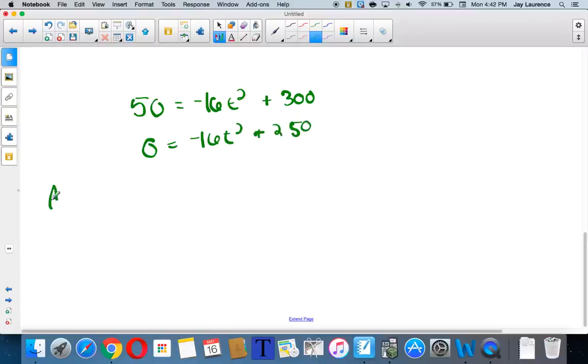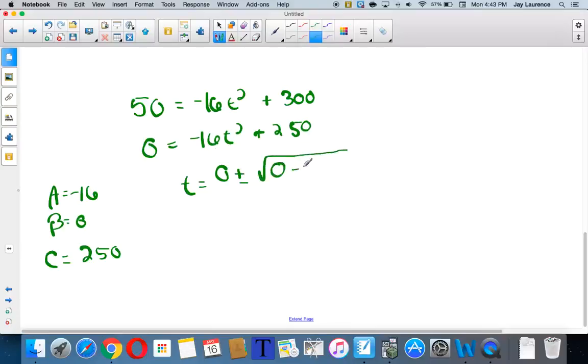action. So A is going to be negative 16. B is going to be 0. Why? Because there's no t term. And C is going to be 250. So t is going to equal 0 plus or minus square root of b squared, which is 0, minus 4ac, and that's all over negative 32.